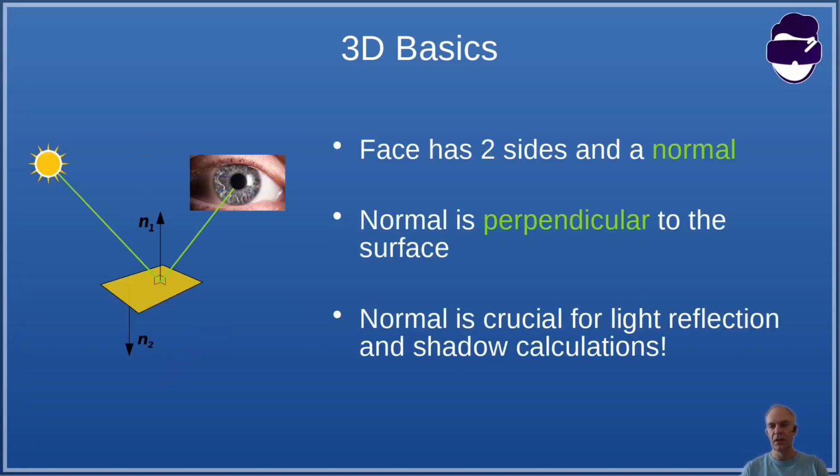So a face has 2 sides, and it has a normal. And a normal is a vector that is perpendicular to the surface. And that vector is being used to calculate light reflections onto the surface. So these normals are very important for the calculation. So you see here the sun is shining its light on the surface, and the light comes in at an angle to the normal and leaves the surface with the same angle as it comes into the normal, and then it comes into your eyes.